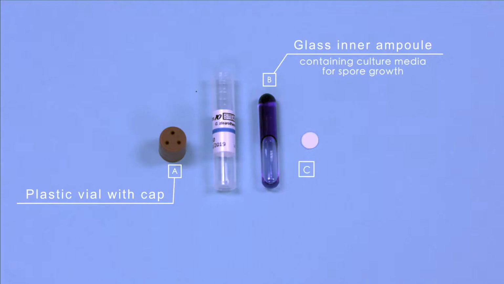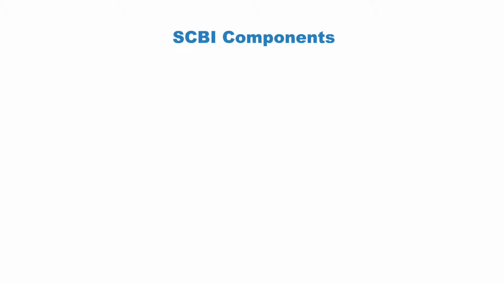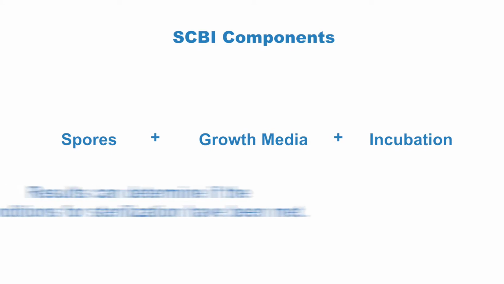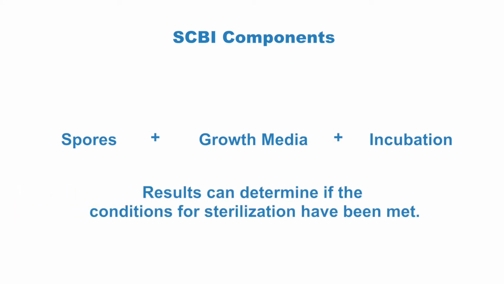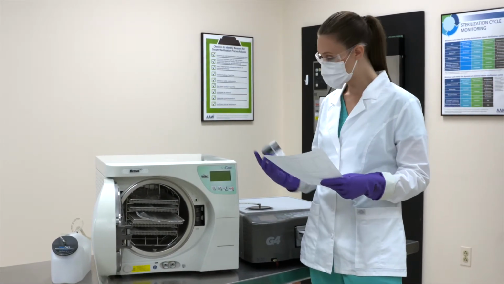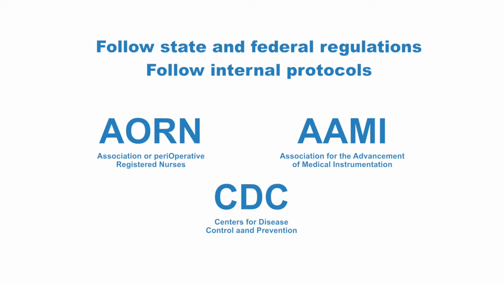The vial also contains a spore disc or strip, a carrier which has been inoculated with live microorganisms. When the spore carrier comes into contact with the growth media under the proper incubation conditions for the specific organism, we can determine that the conditions for sterilization have been met. Regardless of what sterilization process is being utilized in your facility, the SCBIs should be used in compliance with state and federal regulations, as well as your internally established exposure conditions and cycle parameters where applicable.